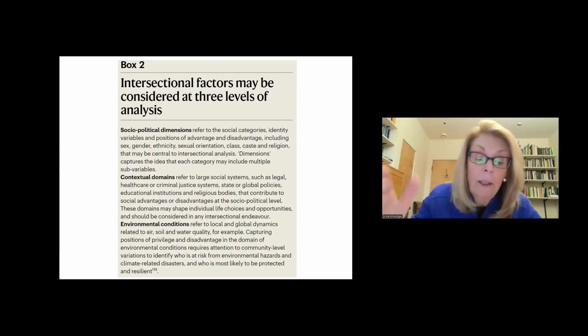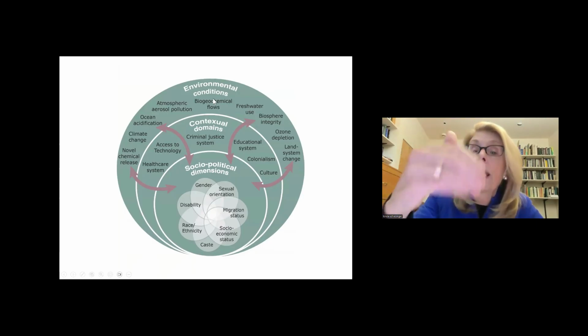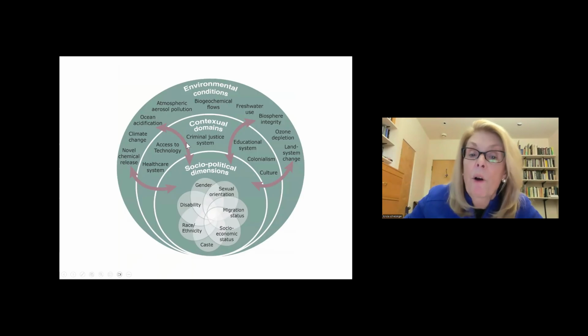And it might look like this, our system. So you have the socio-political dimensions I've been talking about. These are embedded in the large cultural systems in your culture, and then they all have environmental impacts. And of course, these all go back and forth. And I don't have time to give an example.